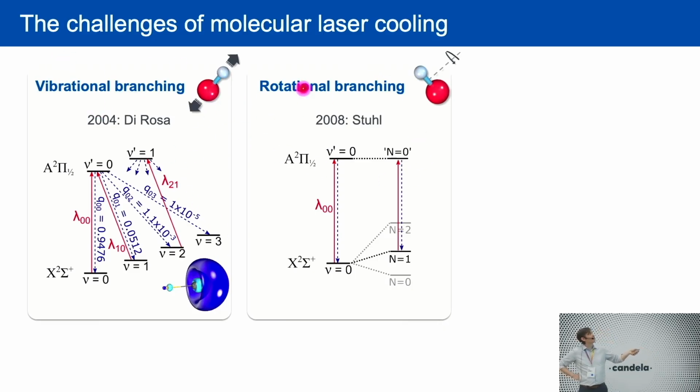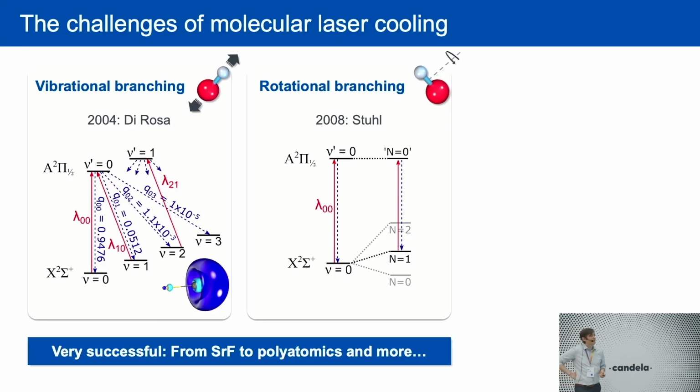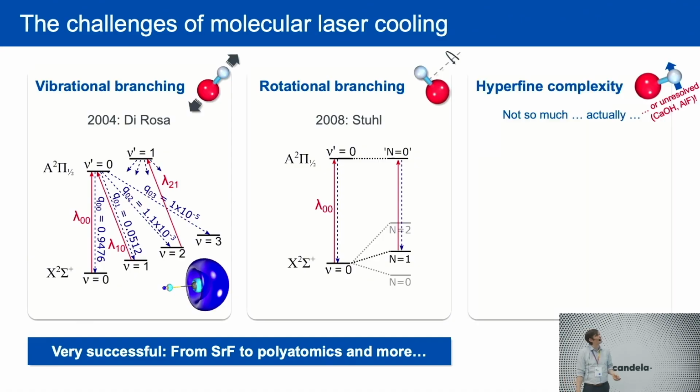There are two main challenges, which you all know very well and which have been solved quite a while back: vibrational branching and rotational branching. You just have to pick the right molecule with the right electronic structure, where you can talk to one electron in order to get rid of most of the vibrational branching, and then you use selection rules for getting rid of rotational branching. This is very successful and basically the basis of everything you know about molecular laser cooling, starting from the initial experiments on strontium fluoride all the way now to fairly complex polyatomics even, and then many, many more species, as you've already heard.